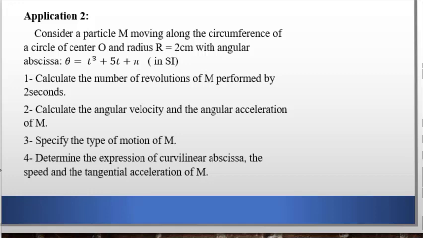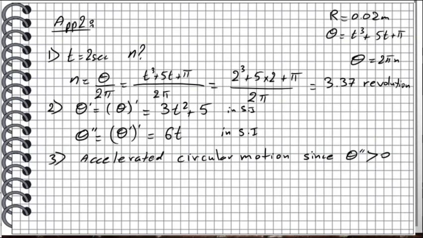Part 4, determine the expression of the curvilinear abscissa, which is S, the speed, which is V, and the tangential acceleration. Let us start with each one. How to find S? I have a relation between theta and S, let me write it aside. Don't forget that theta equal S over R. So S will be simply theta times R. So S equal to theta multiplied by the radius.